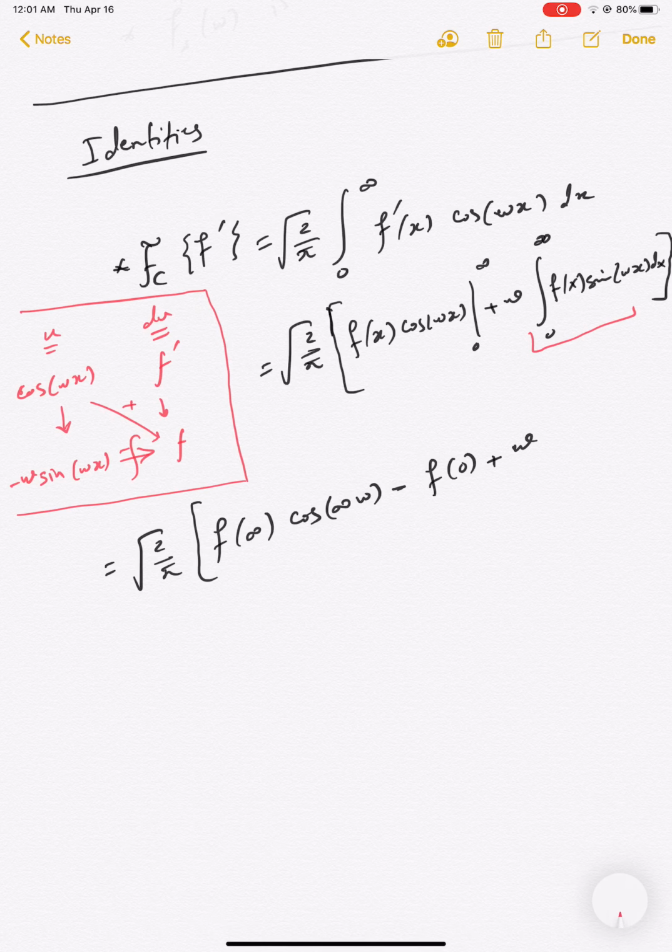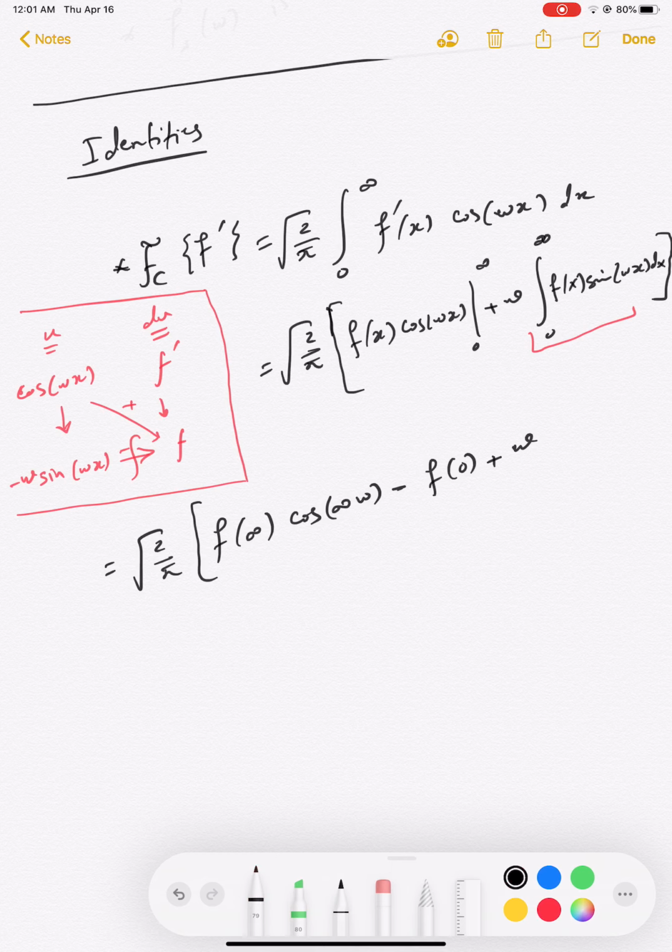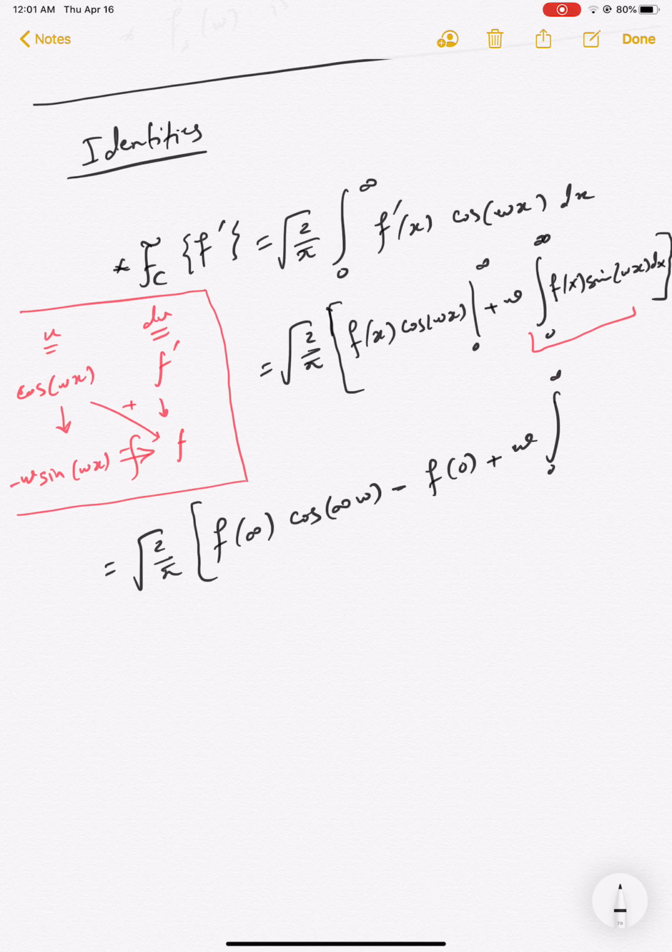What is this integral? It reminds us of the Fourier sine transform with the root 2 over pi, so I'm going to write it for the next step. It's all multiplied with root 2 over pi.